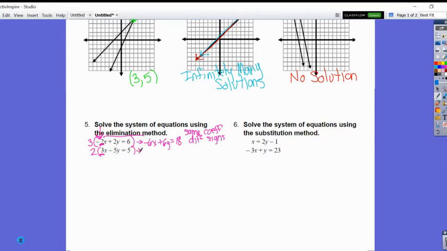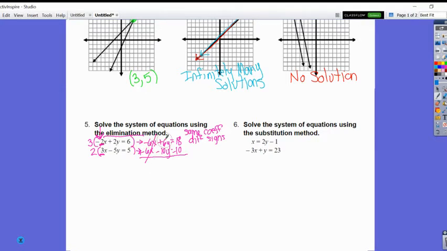Then for my second equation, again, distributing across the whole thing. 2 times the 3x makes 6x. 2 times the negative 5y makes negative 10y. And 2 times the 5 makes 10. Now we're ready to add. Going to add down the columns. Negative 6x and plus 6x. Those are opposites. They're going to cancel out for us.